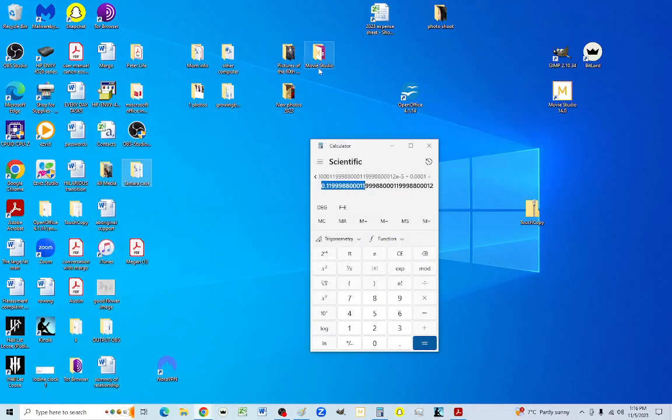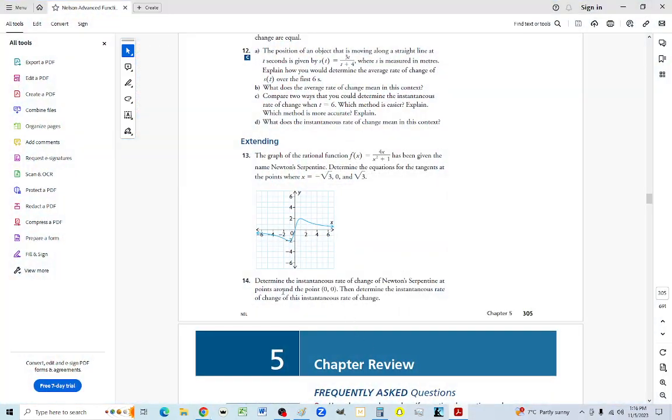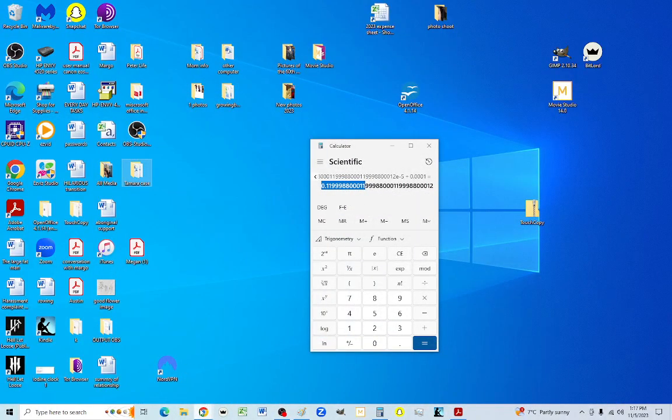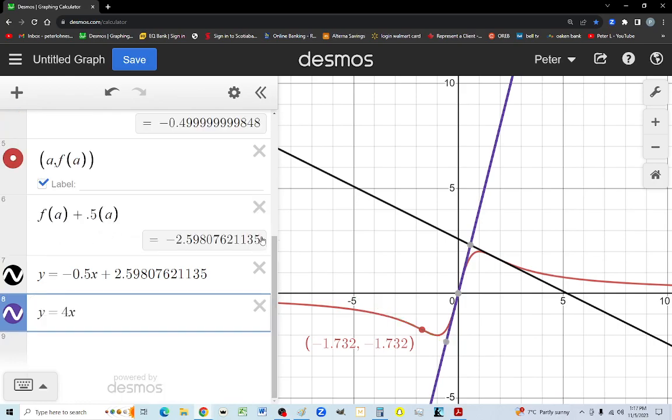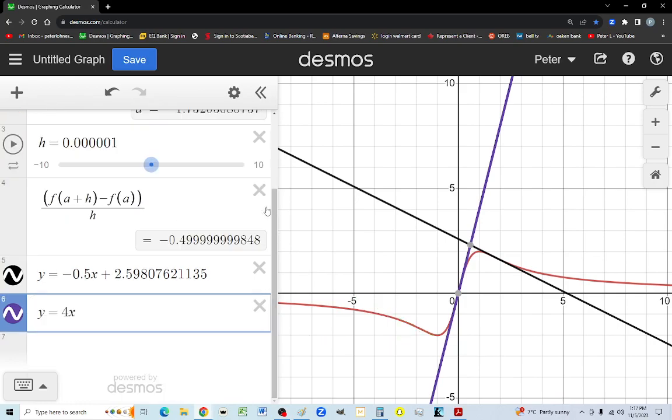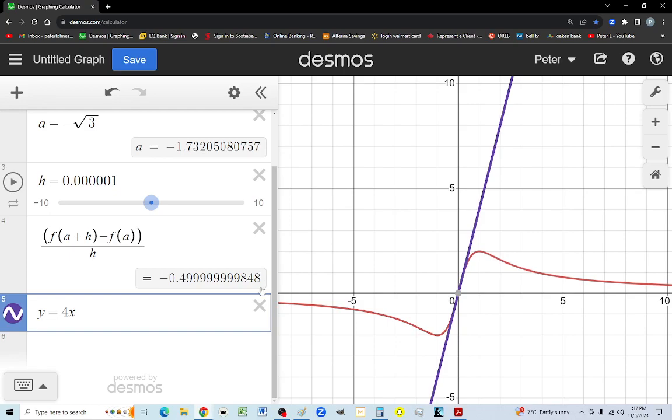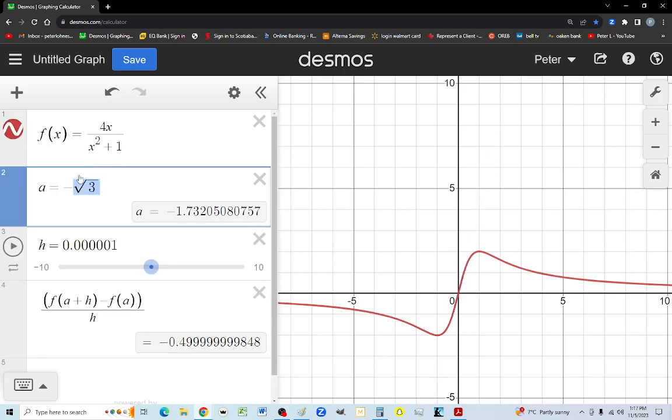Let's see what else they ask in this question. Don't know why they made us do this. Pretty straightforward. Determine the equations for the tangents. Determine the instantaneous rate of change at points around 0, 0. Then determine the instantaneous rate of change of this instantaneous rate of change. Wow. So they want us to take the instantaneous rate. Interesting. I don't know if I'll bother with the second part, but we'll focus on 0, 0. We'll just make our a 0.